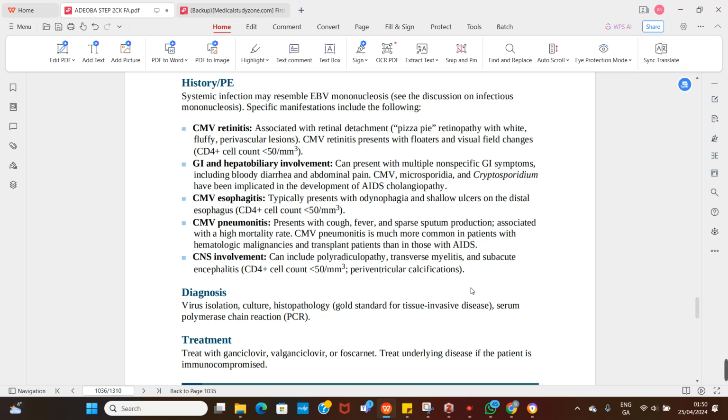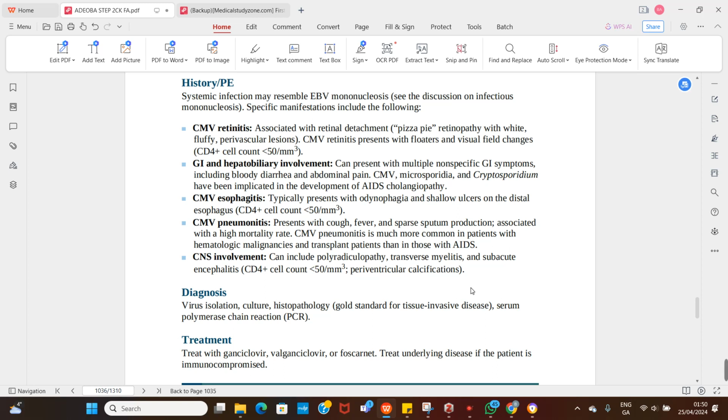So the first is CMV retinitis. CMV can cause some retinal lesions, right? It can cause some retinal lesions that can eventually cause retinal detachment. How does it appear on fundoscopy?